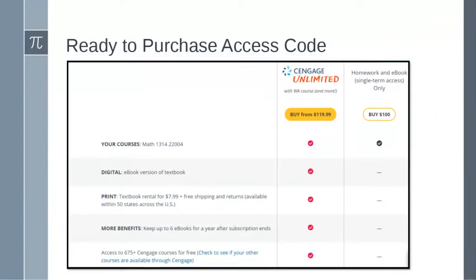So when you're ready to purchase online, you do have two options. One, you could buy just the homework and the ebook for the class, and that's going to cost $100. Or if you're taking other classes, for example, if you're taking a business class that uses the Cengage textbook, then you can pay $119, and it's going to include your business class textbook plus your math textbook. If you had a psychology class using Cengage, then that would also be included. So this would give you access to all the textbooks that you need if your class is using a Cengage textbook.